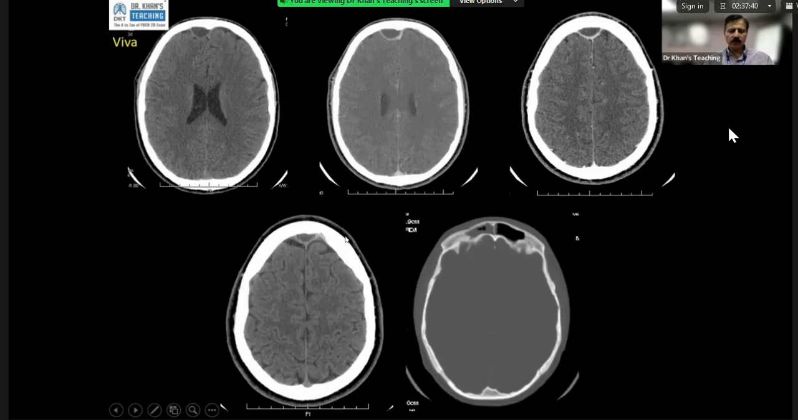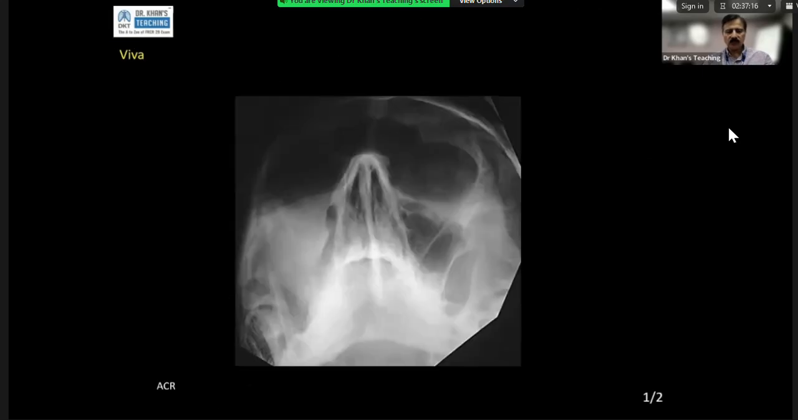Once you see this, you will ask for a bone window. On a bone window, in this particular case, you can see signs of sinusitis, opacification of the right frontal sinus. There might be some bone dehiscence. In this case there was no dehiscence, but even then there can be an epidural abscess. So this is a classical case for the exam. Now, candidate one, over to you.